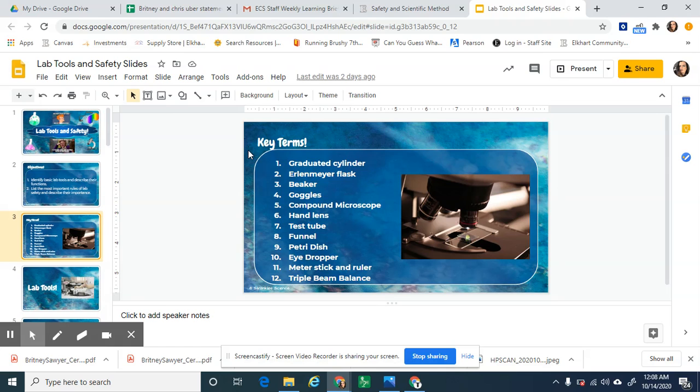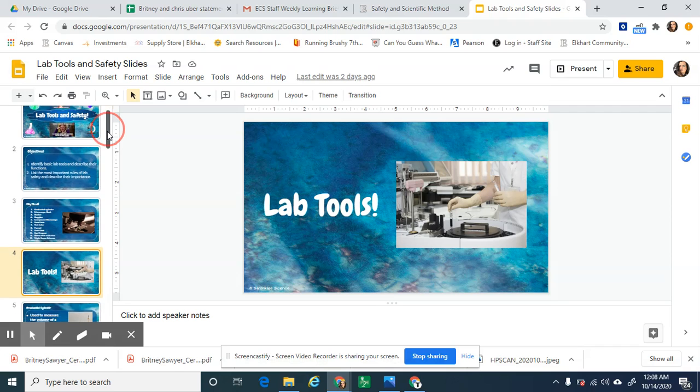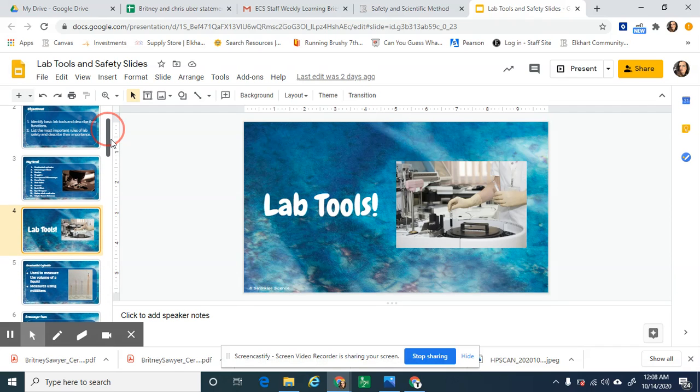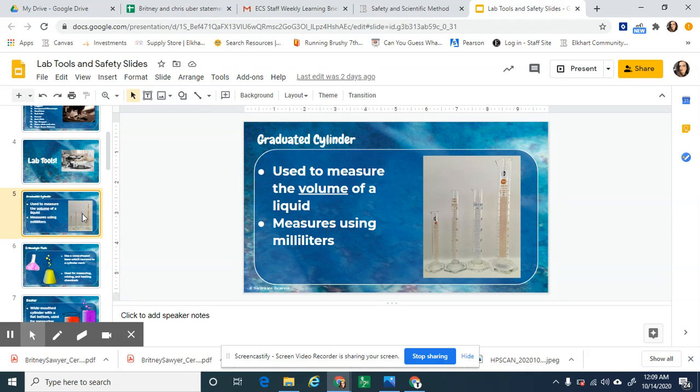Some key terms that you're going to want to keep in mind for your test purposes are right here. You have graduated cylinder, Erlenmeyer flask, beaker, goggles, compound microscope, hand lens, test tubes, funnels, petri dish, eyedroppers, meter stick and ruler, and triple beam balance. Right here you see a picture of an example of a lab tool that is called a centrifuge. It's what spins blood down to the point where the liquid part of the blood separates.